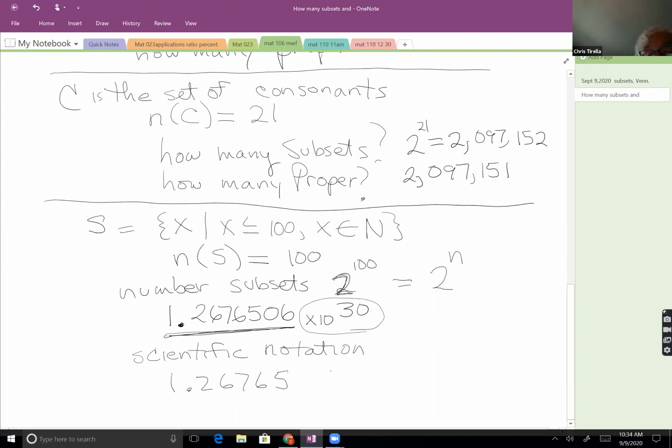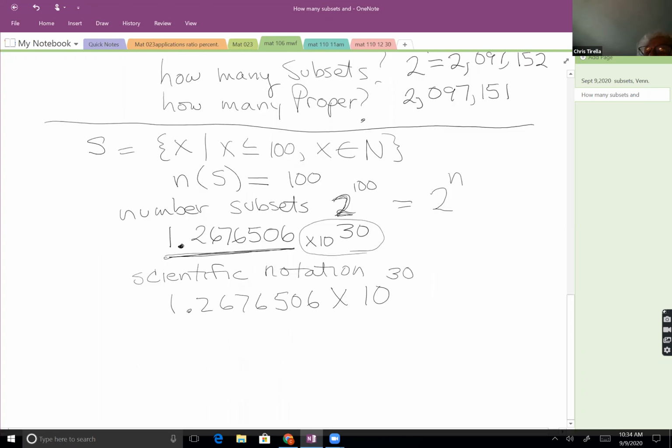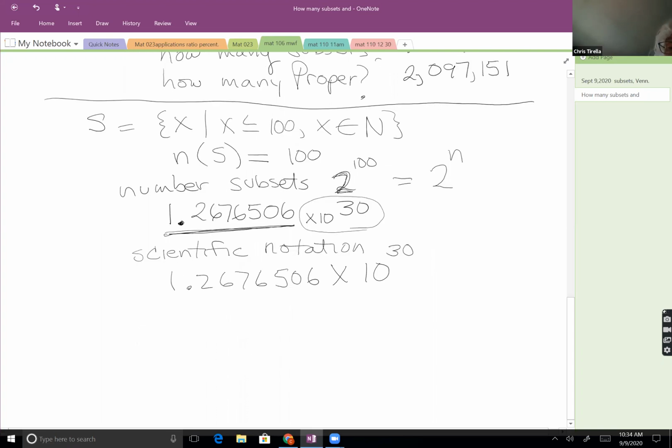1.26765606 times 10 to the 30th power. And I'm guessing you've all heard of scientific notation before. That 10 to the 30th power means I'm going to take that decimal point and move it back 30 times. 1, 2, 3, 4, 5, 6, 7, 8, 9, 10, 11, 12. And I'm getting tired of doing this. So you get the picture. It's really a very large number. It's a number with 31 digits in it.